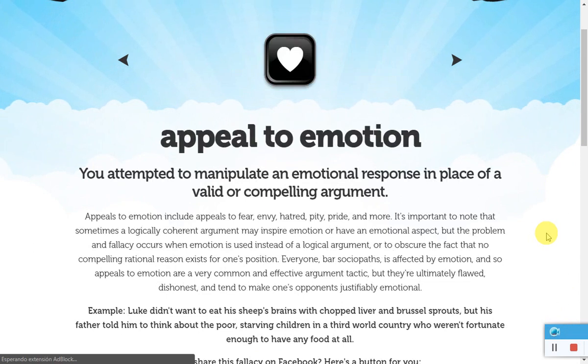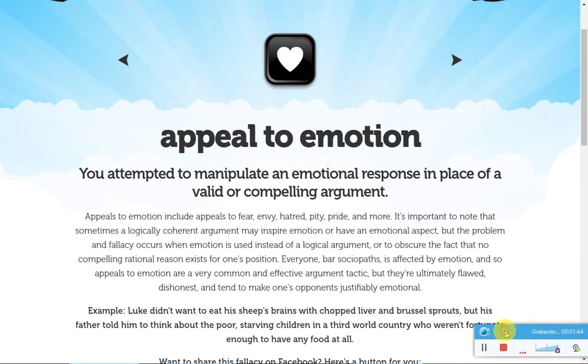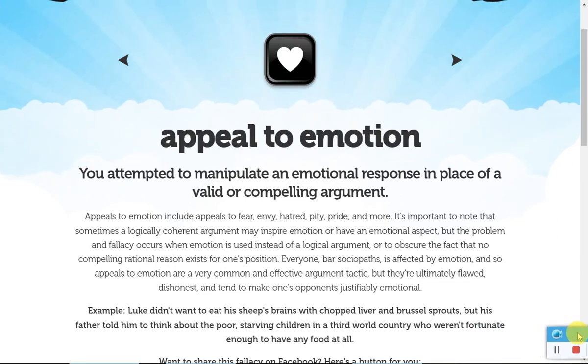3. Appeal to emotion. You attempted to manipulate an emotional response in place of a valid or compelling argument. Appeals to emotion include appeals to fear, envy, hatred, pity, pride, and more. It's important to note that sometimes a logically coherent argument may inspire emotion or have an emotional aspect, but the problem and fallacy occurs when emotion is used instead of a logical argument, or to obscure the fact that no compelling rational reason exists for one's position.